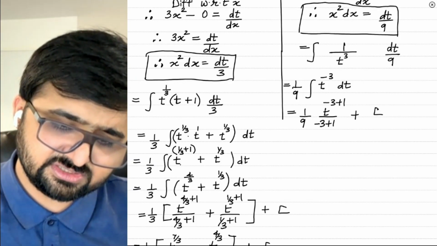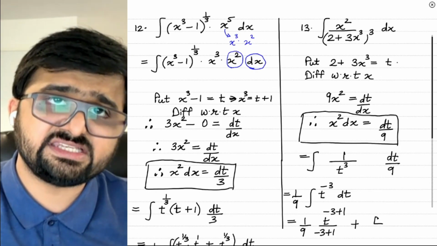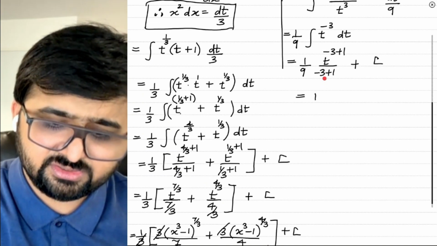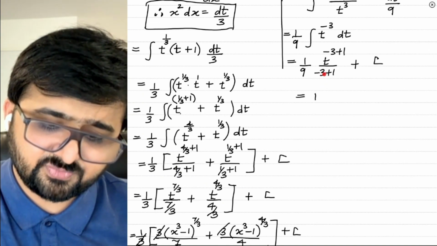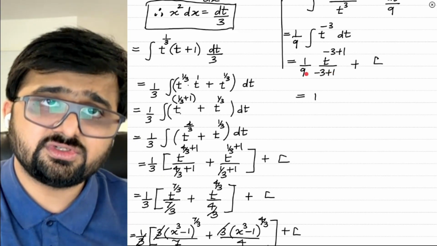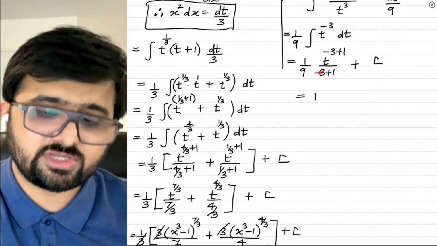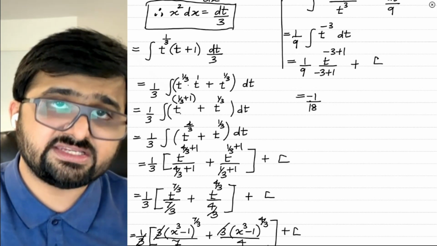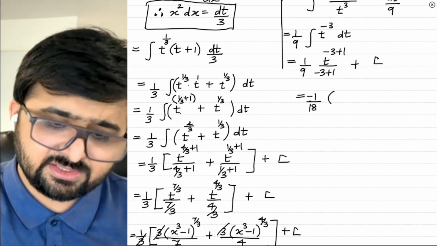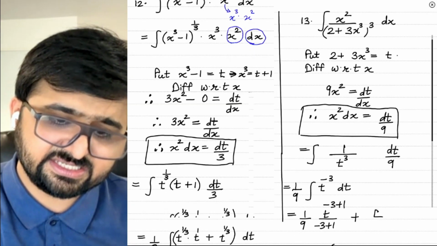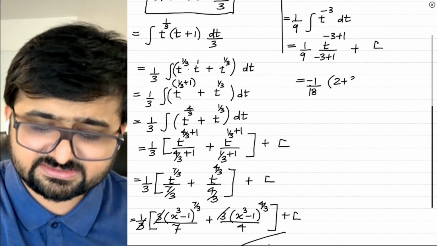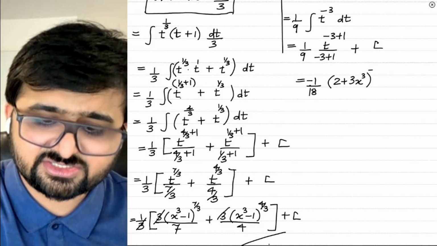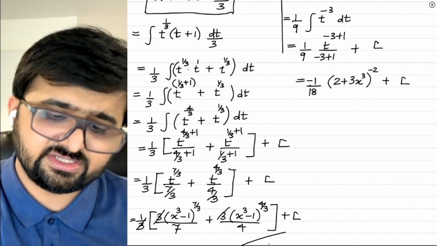Now we can substitute the value of t. t was 2 plus 3x cube. So this minus 3 plus 1 is minus 2. This 9 times minus 2 is minus 18. So minus 1 upon 18. And again, t was 2 plus 3x cube. So 2 plus 3x cube to the power minus 3 plus 1, which is minus 2, plus add a constant of integral c.